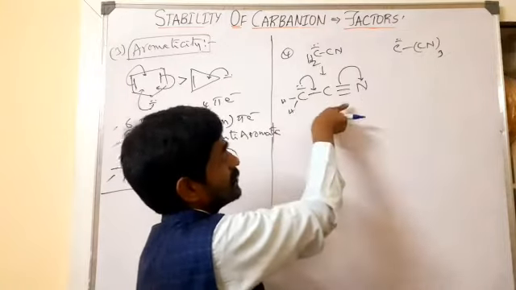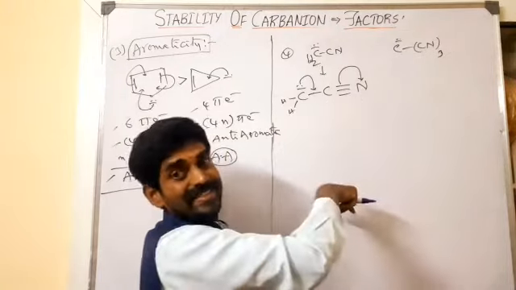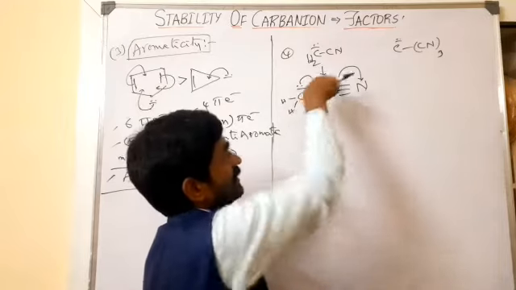So dispersal of charge is there. Negative charge density decreases because of delocalization, dispersal of charge. So that's why this is stable.